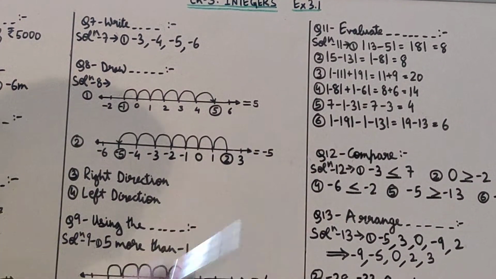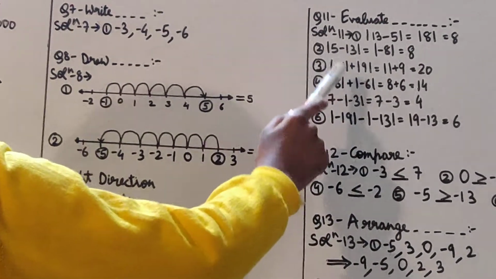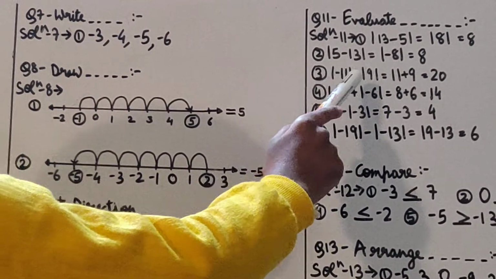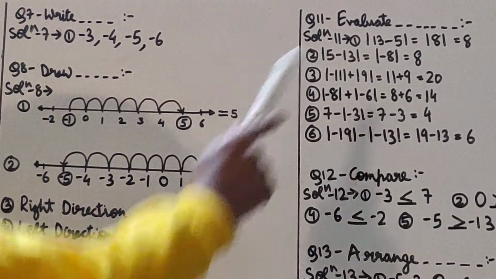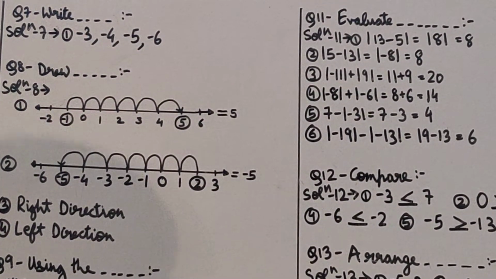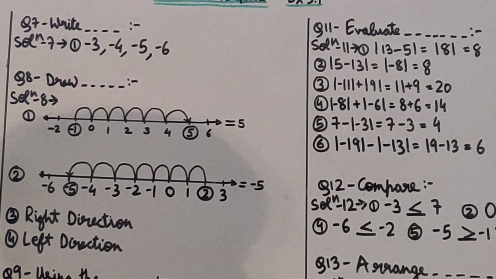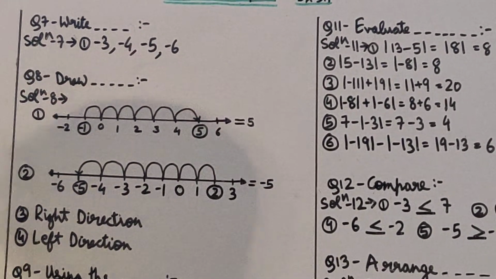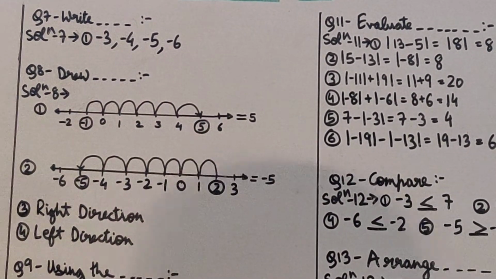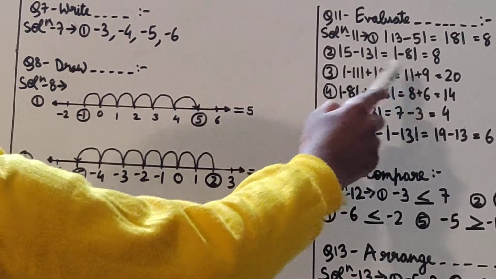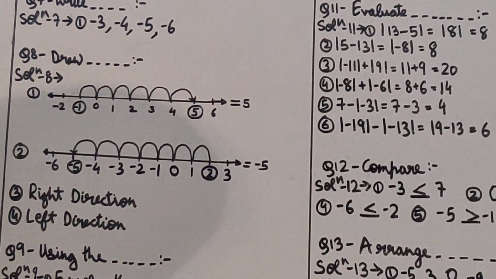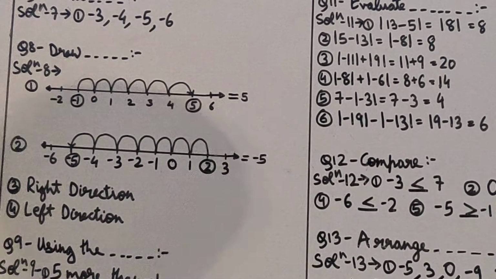Then the third one, minus 11 in the modulus plus 9 in the modulus, positive 9. So minus 11 will be converted into plus 11 and plus 9 will be plus 9 only, means the number itself. Then 11 plus 9 is 20. So 20 is the answer.